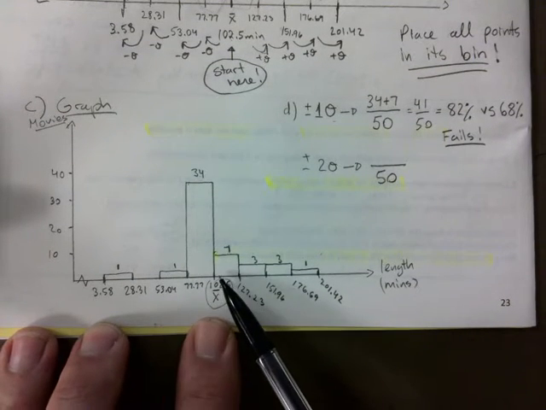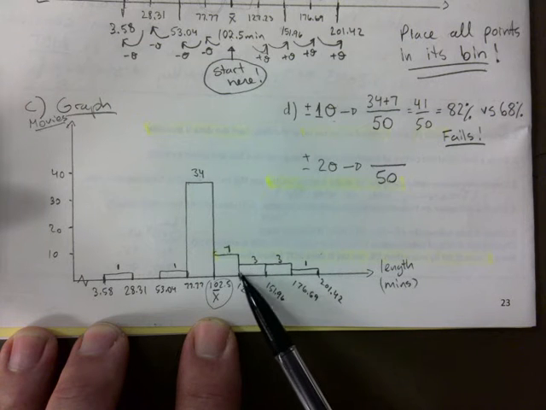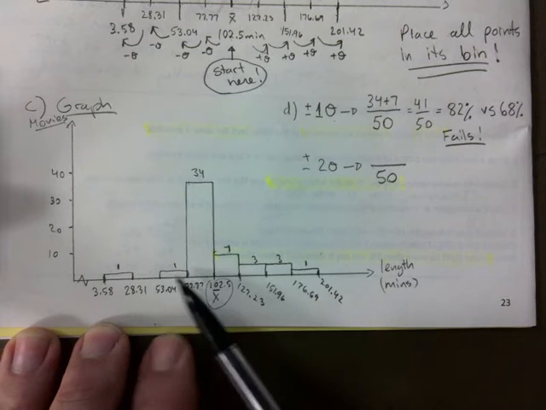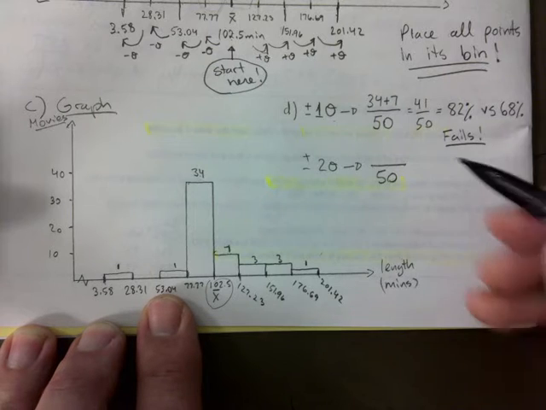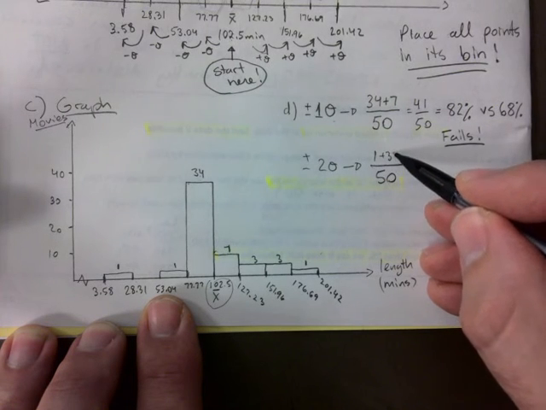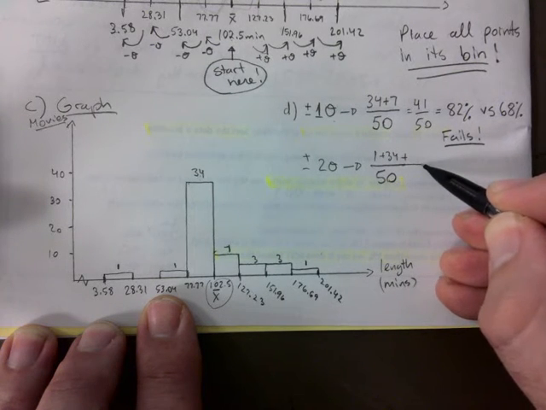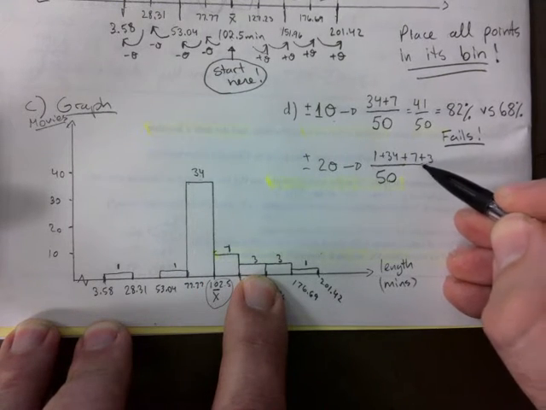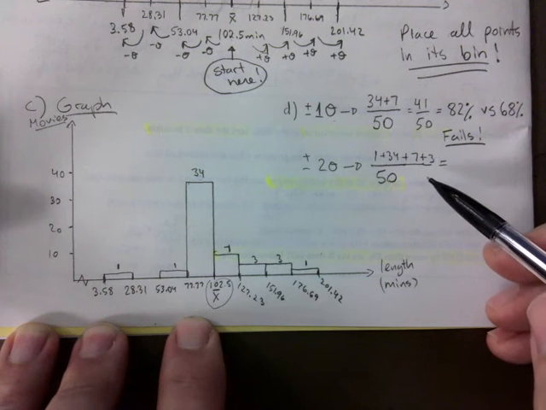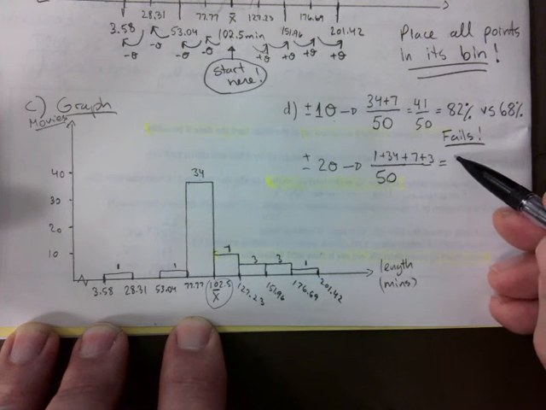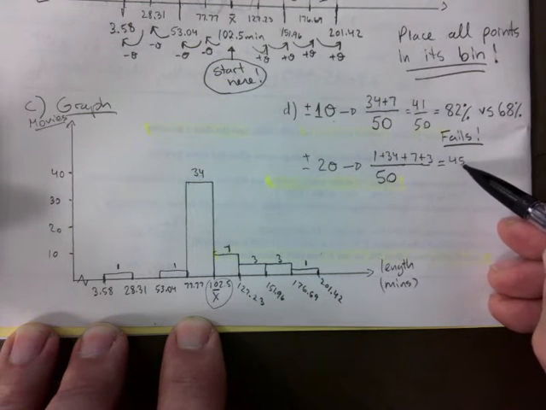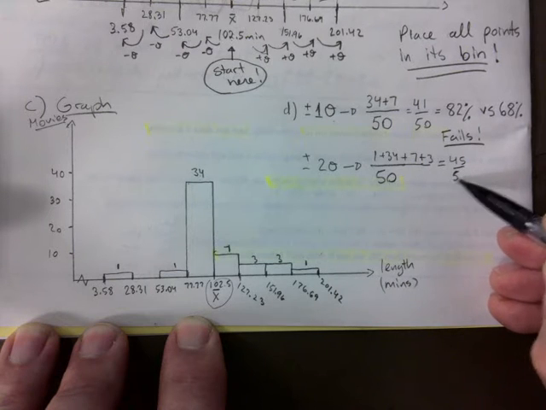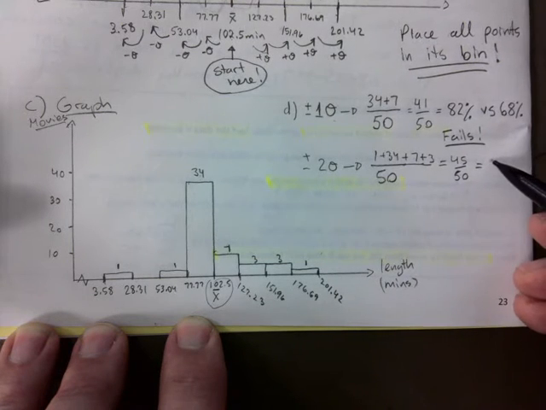And so you go 2 standard deviations to the right and you go 2 to the left. So it's 1 plus 34 plus 7 plus the 3. So that gives you 45 out of 50. And that is 90%.